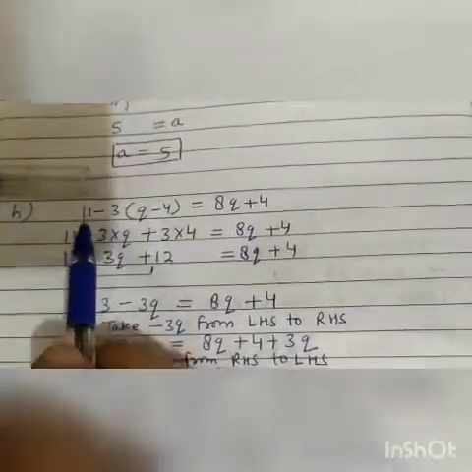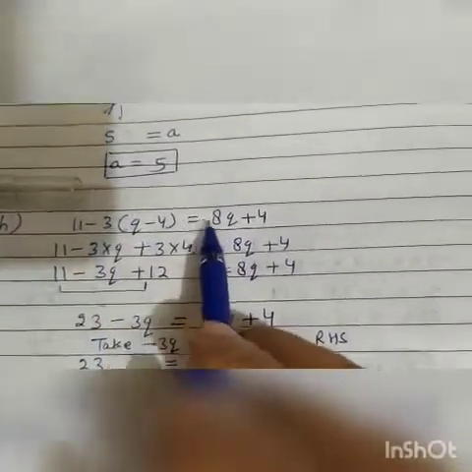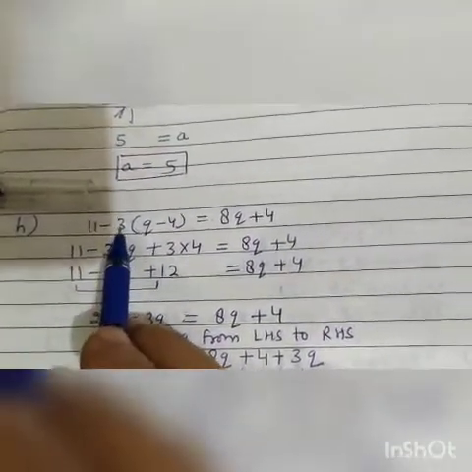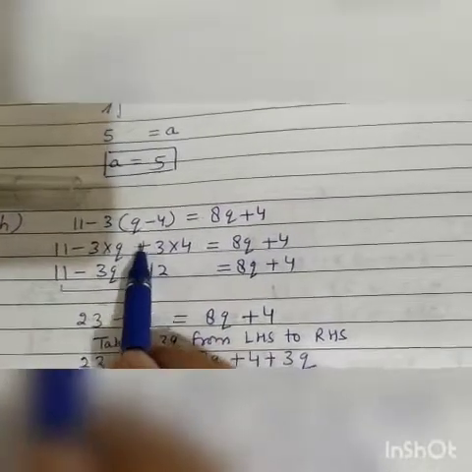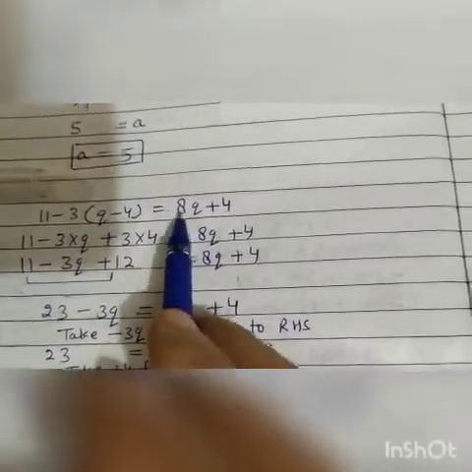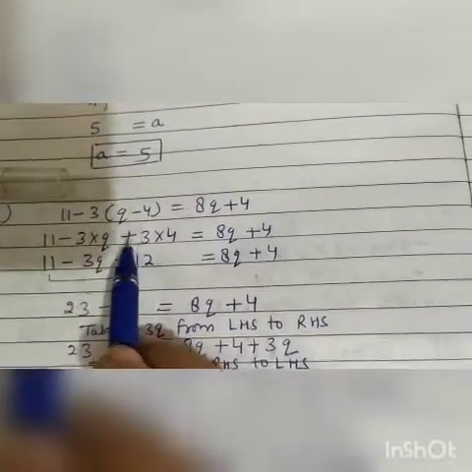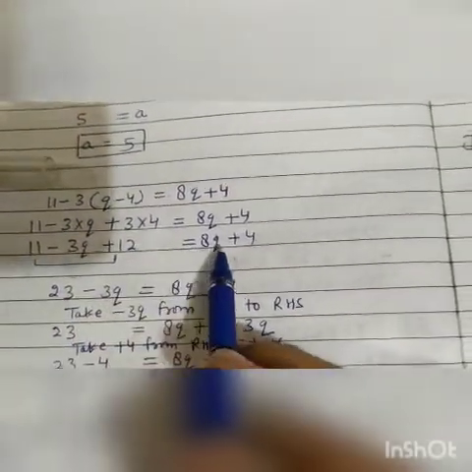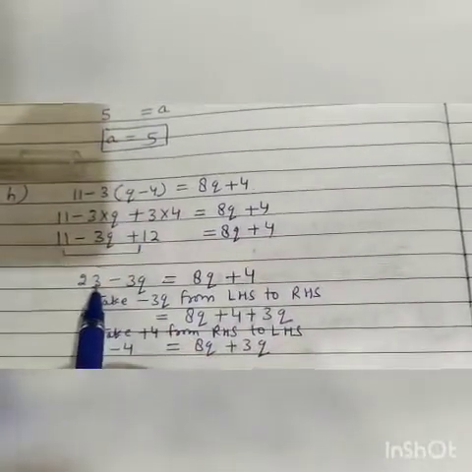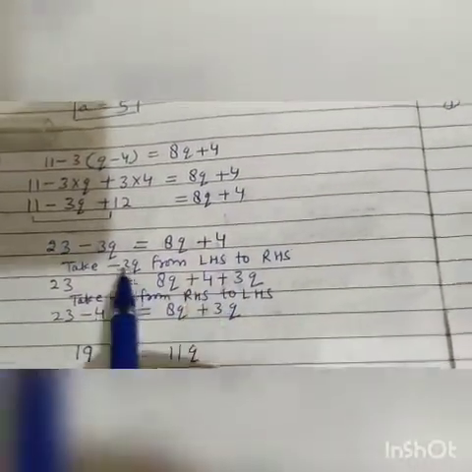Next, h part. 11 minus 3 multiplied by q minus 4 is equal 8q plus 4. So 11 minus 3 multiply q. This minus sign will become plus because out of this bracket there is minus sign. 3 multiply 4 is equal 8q plus 4. Now this 11 minus 3q plus 3 4 is 12 is equal 8q plus 4. Now 11 plus 12 23 minus 3q equal 8q plus 4.